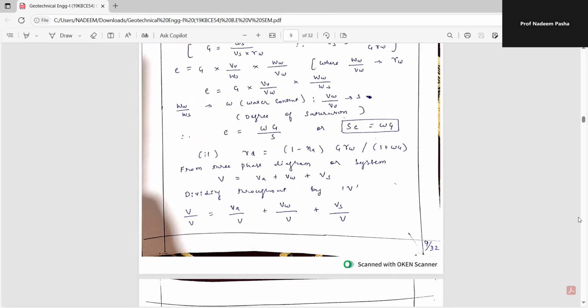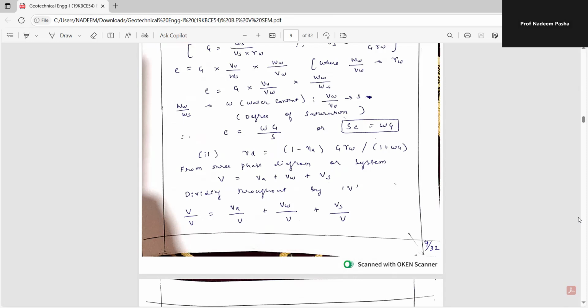Similarly, degree of saturation is volume of water by volume of voids. So your e will be equal to wG divided by S, or Se equals wG. Gamma d is equal to (1 minus eta) into G into gamma w divided by 1 plus wG.